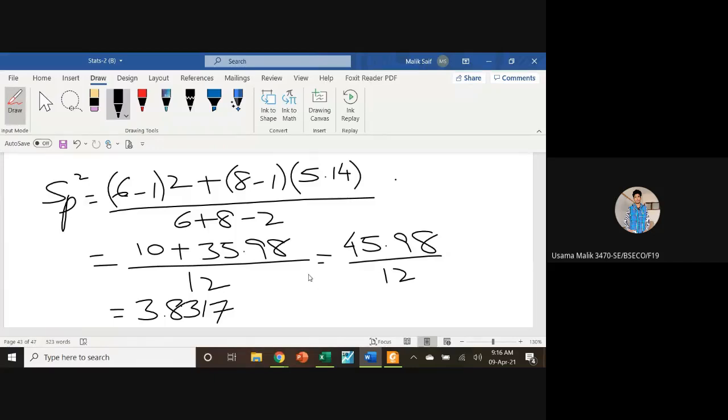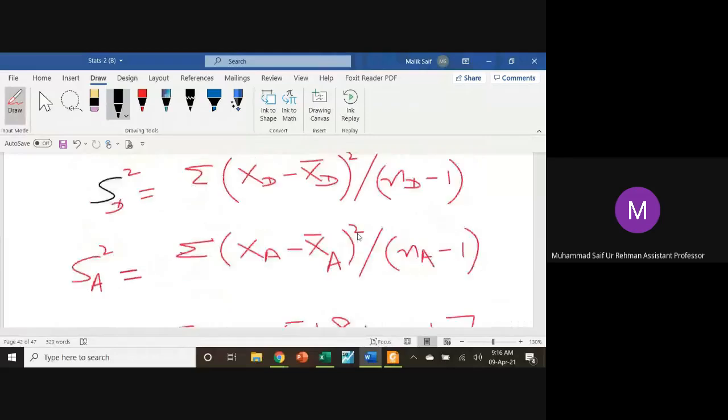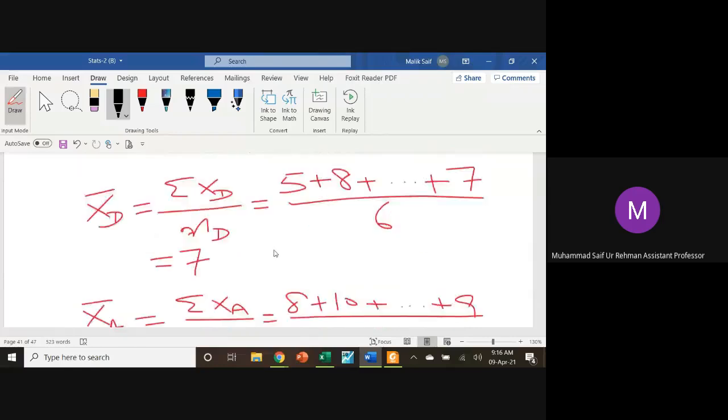Sir, the 6 minus 1 is not the square of 5, is it? It should not be the square of 6 minus 1. No, it is not square. You have to multiply this with this. You have to multiply these two terms. This term is being multiplied in the formula. If you see the formula, it is S1 square. You are multiplying. So the value for SD square is 2. You have to multiply that value.